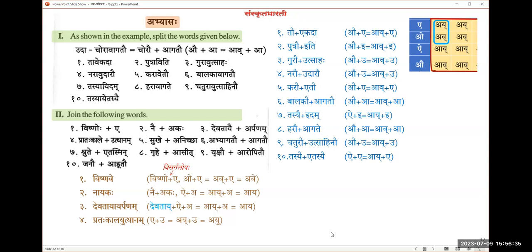Sukhe plus Icha. Sukha Icha. You can take Icha and take Sukha Icha. This number 5, what I have done is illegal. Okay. Number 6.